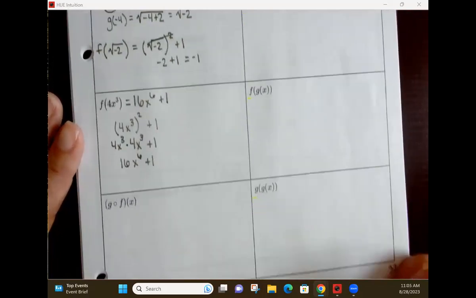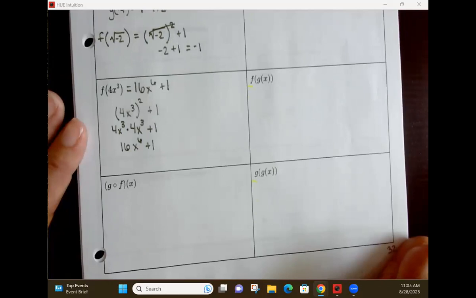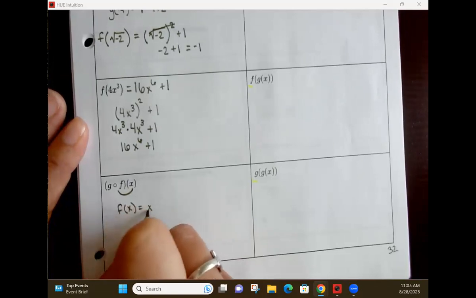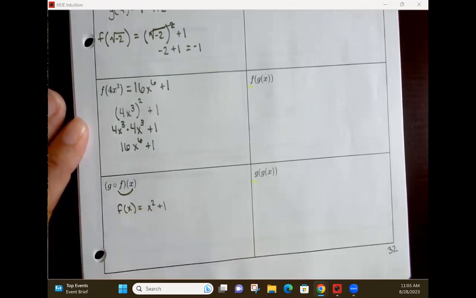And now let's look at a composition. G of f of x. So we start with the inside, f of x is x squared plus 1. And now that becomes my input for g of x.